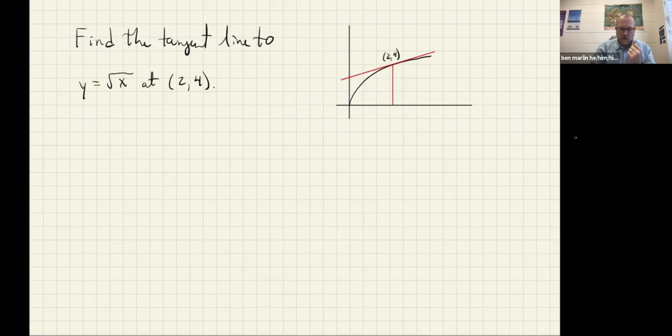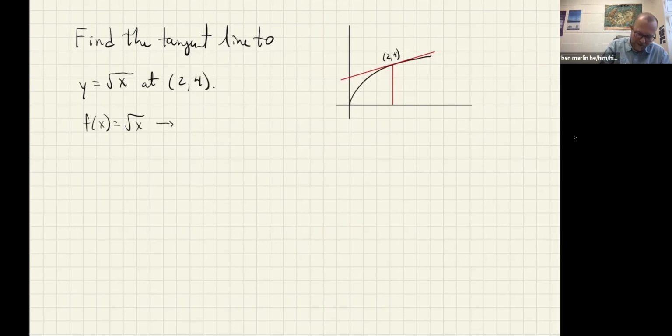So we are going to take a particular one here, and it's going to be our y being equal to the square root of x, and we're going to find the tangent line there at 2, 4. And we're going to use our definition to do it. I'm going to be thinking about this f of x being the square root of x.